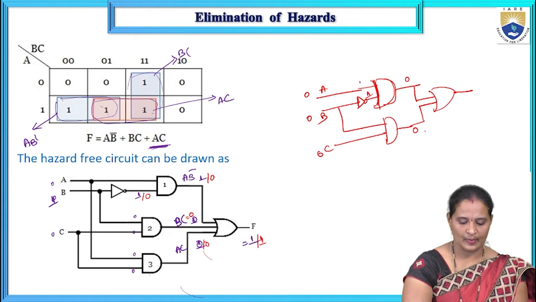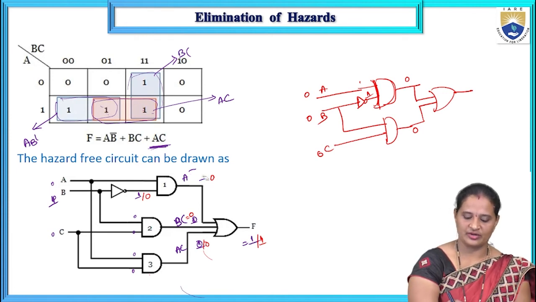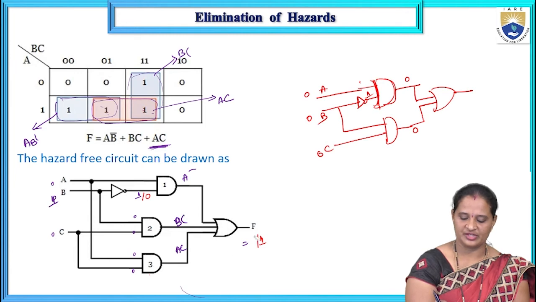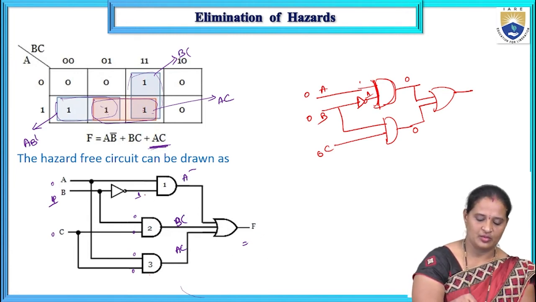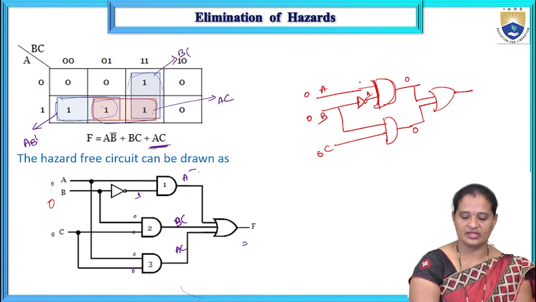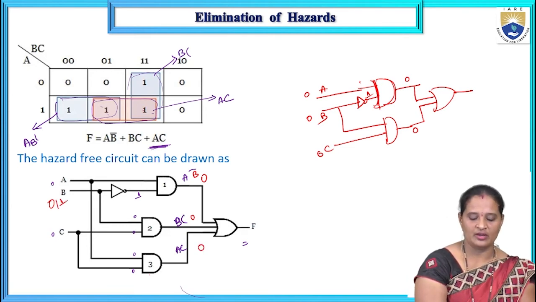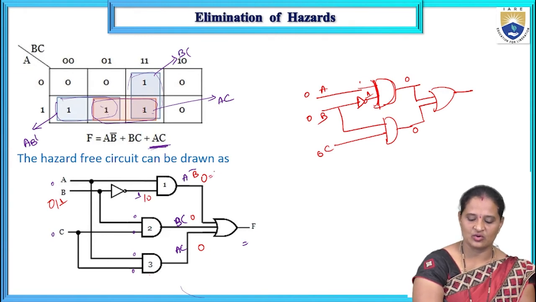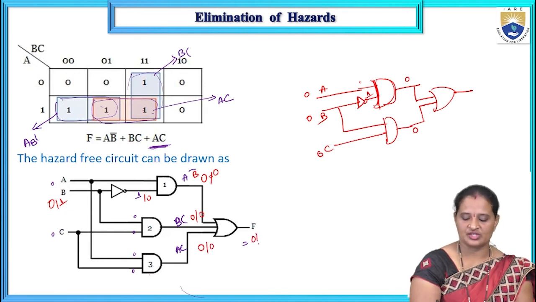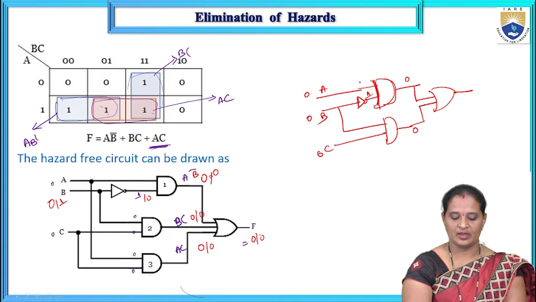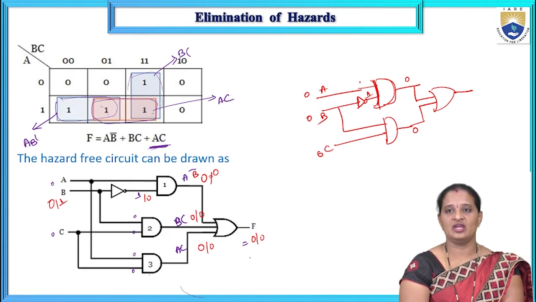Actually, sorry for the wrong interpretation. When all the inputs are zeros, what is happening here? This is becoming 1. As this is an AND gate, the output of this AND gate is 0, this is also 0, this is also 0. Now if I change my input to 1, this becomes 0 here. Again, this output is 0, this is 0 and this is 0. So the function output in both cases is 0. That means we don't have any type of hazard.